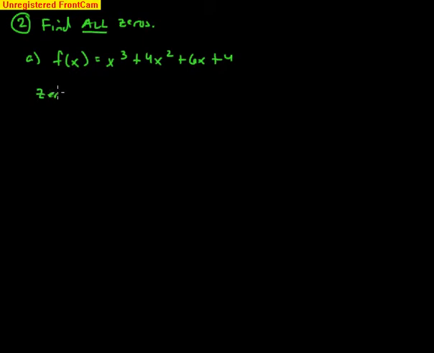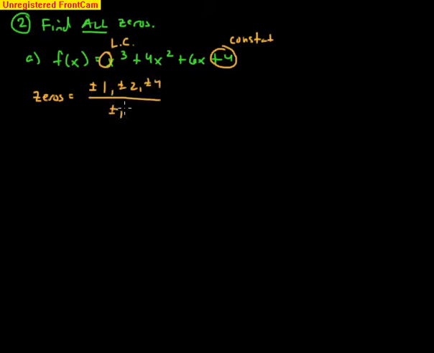So remember, let me change color. To do that, you have to list all the factors of the constant, what I called C, over all the factors of the leading coefficient. So we're doing plus or minus 1, plus or minus 2, plus or minus 4, all over plus or minus 1.